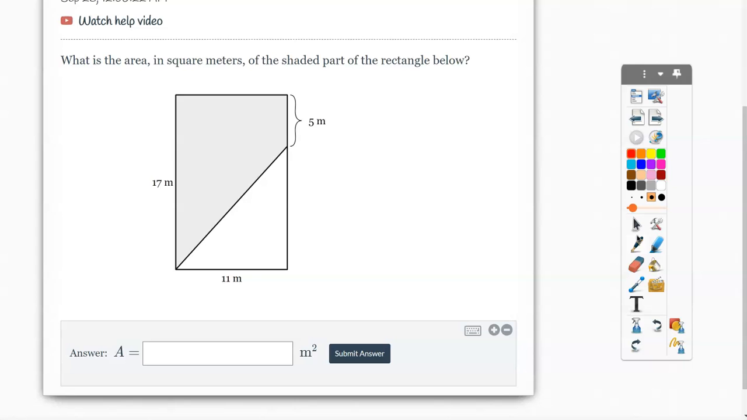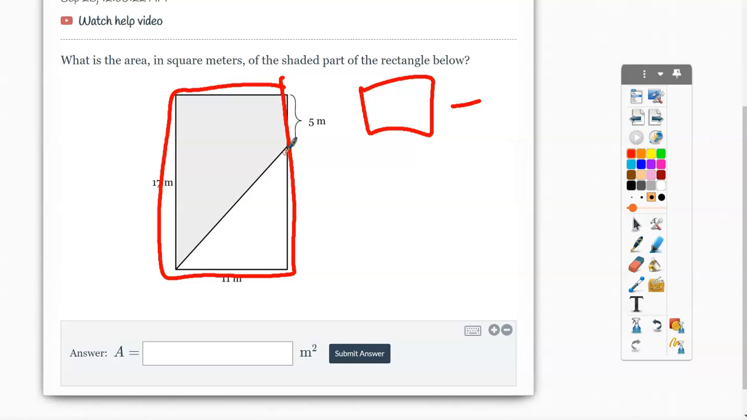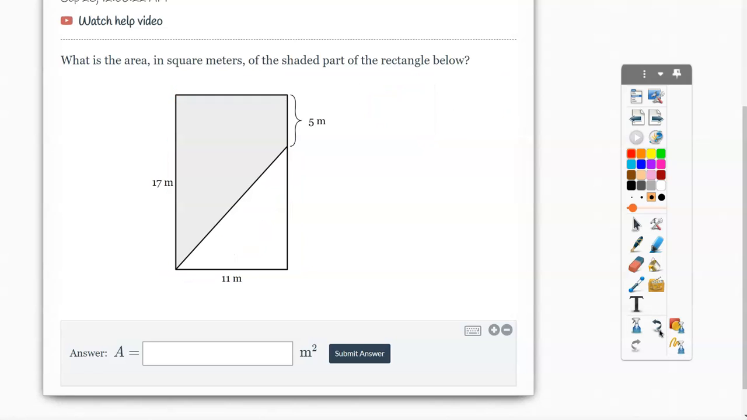Now this one is a shaded area, which means that we're going to find the area of the entire outside rectangle, and then we're going to subtract this white triangle on the inside, and that will give us what's left over. So outside figure, take away the white figure, will give you the shaded figure. Right? So the outside figure here is 17 times 11, and we're going to subtract this white figure here.